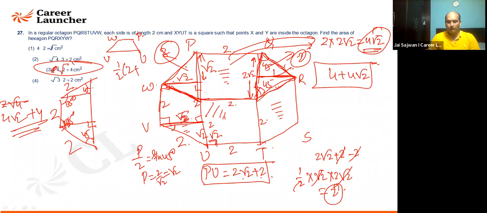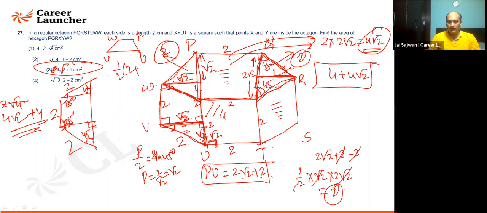I drop a perpendicular from this. I know this length is this. I know it is 90 degrees, so this is 45 degrees. This is 90 degrees, this is 45 degrees. Both of these values are root 2. So from this, I can say this is also root 2. I can find out the length of this whole portion, that is 2 root 2 plus 2.